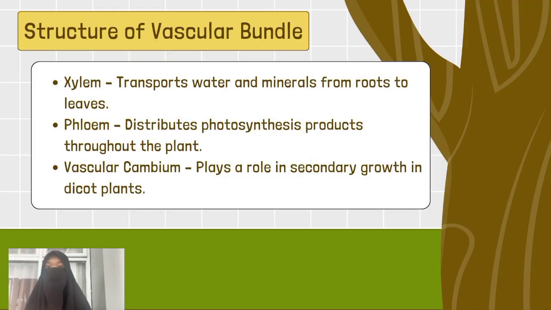Okay, structure of vascular bundles. First is xylem. The function is to transport water and minerals from roots to leaves. And second is phloem, which distributes photosynthesis products throughout the plant. And the last is vascular cambium, which plays a role in secondary growth in dicot plants.